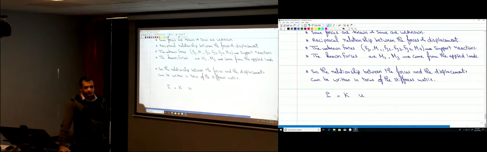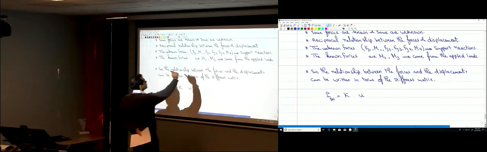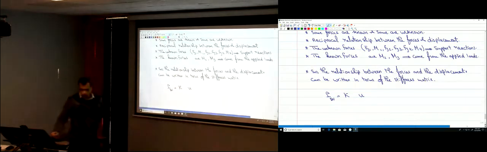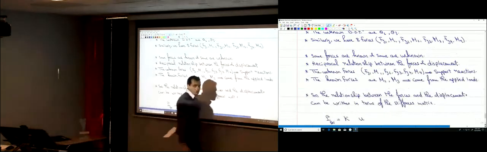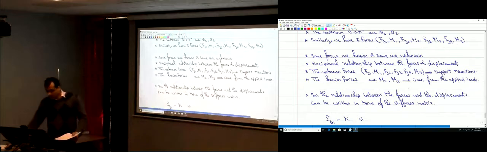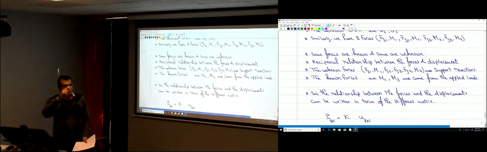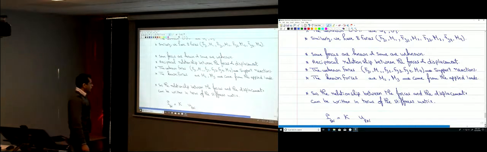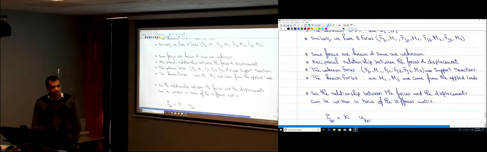How many forces do I have in this problem? 8, right? So P here is 8 by 1. It's a vector that has those 8 forces. Those 8 forces are the forces that I have in my structure at the nodes, okay? And U, how much is U? It's 8 by 1. It has the 8 displacements at the nodes. I have K here that relates those P to those U. So what's the size of K? 8 by 8.